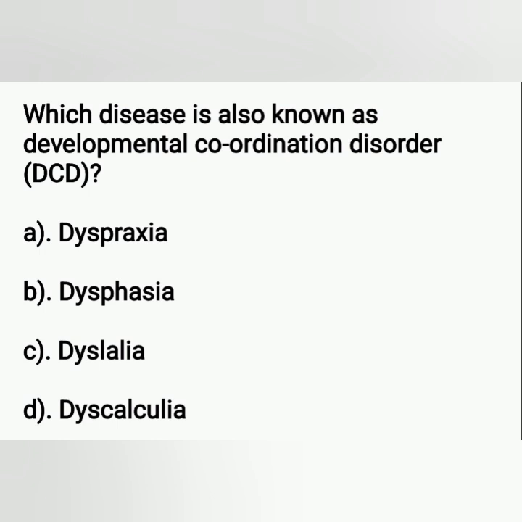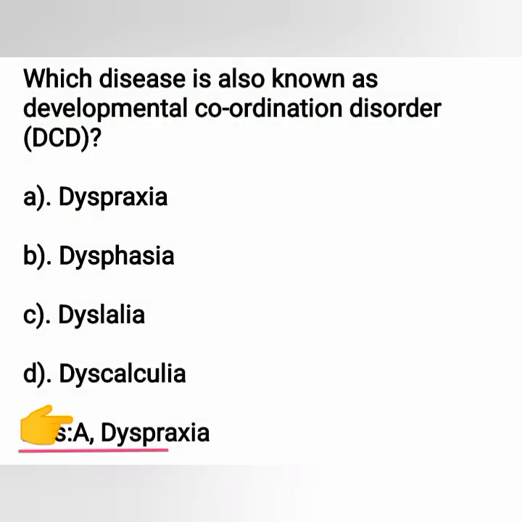Next question, which disease is also known as developmental coordination disorder? Options: option A dyspraxia, option B dysphasia, option C dyslalia, option D dyscalculia. Our question, among the following, which one is known as developmental coordination disorder, DCD? And the correct answer is option A dyspraxia.